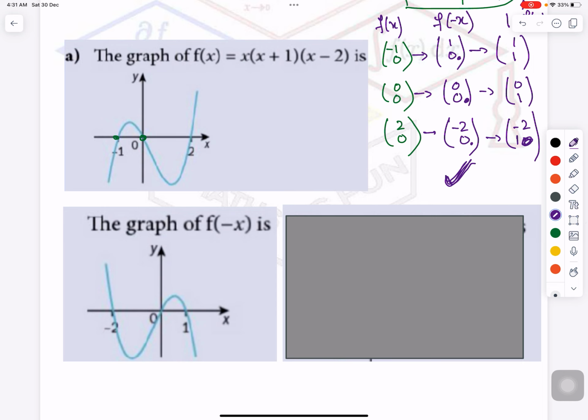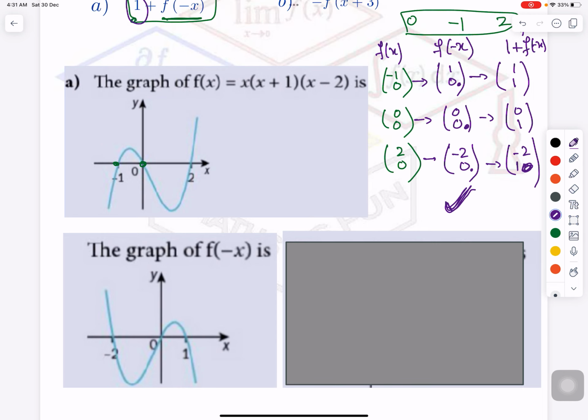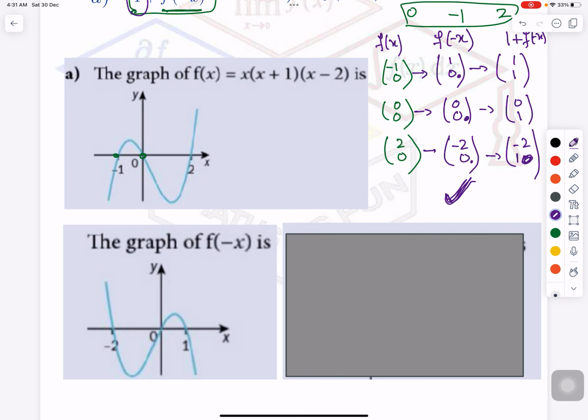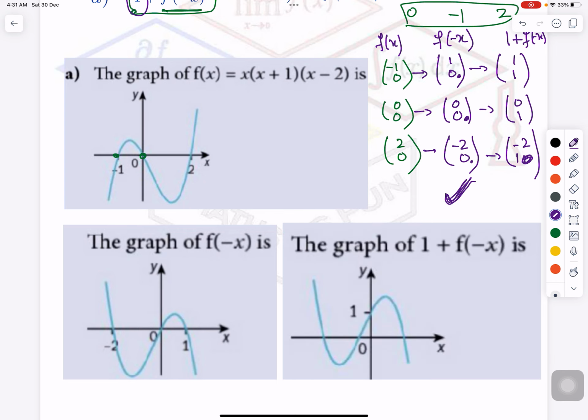Stepwise we are doing it here. You don't need to, you can do it directly. But I have taken an example here in which it is done stepwise to make it understood better. And then move it 1 unit up.